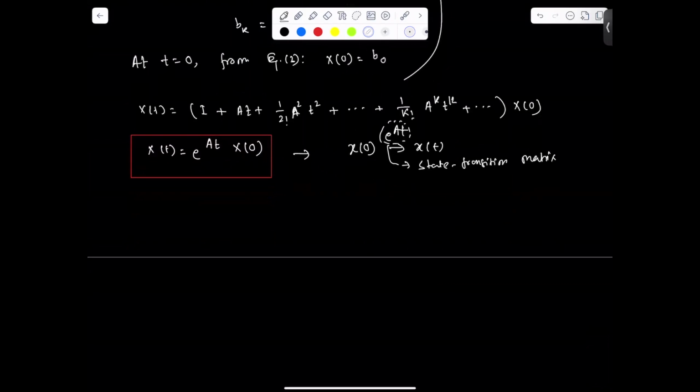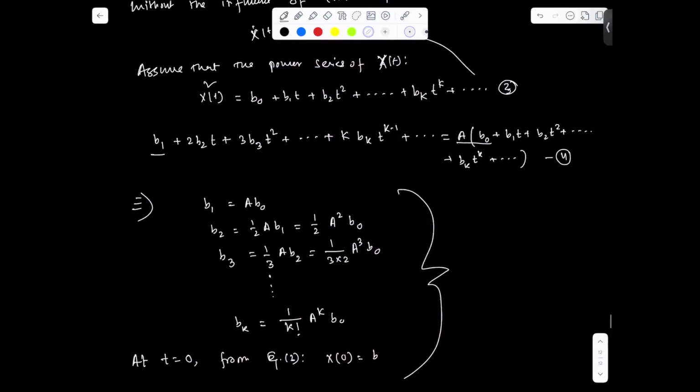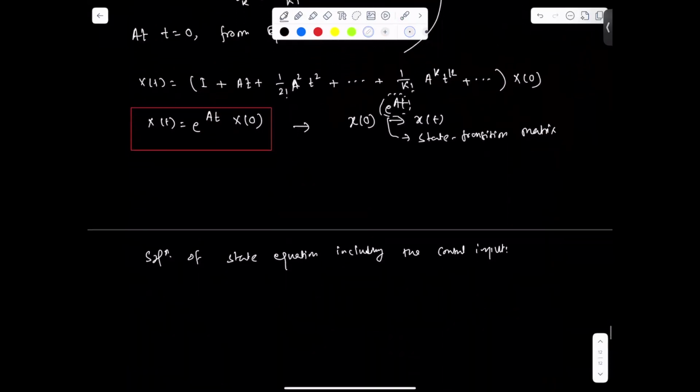So now our next part is, if you take the control input into the picture, how the system solution would look. So let's work on this. Now, the solution of the state equation including the control input. Initially, we have considered there is no control input. Now we are going to assume a control input. So in this equation, there was no control input. Now we are going to consider the control input in the state equation.